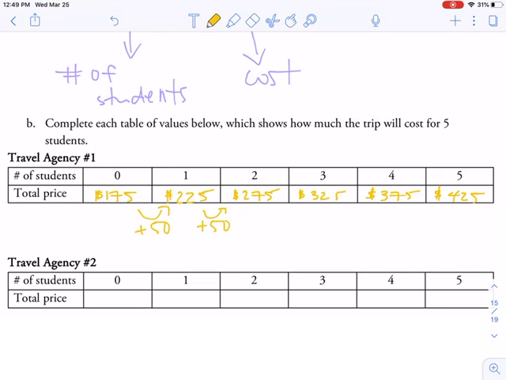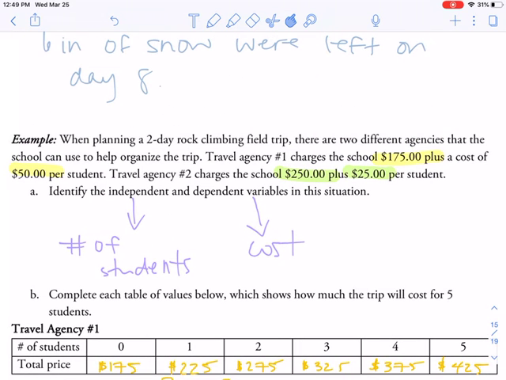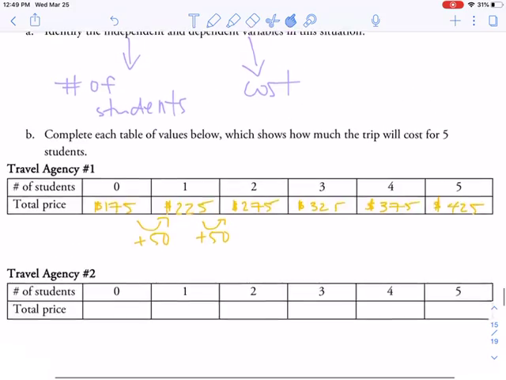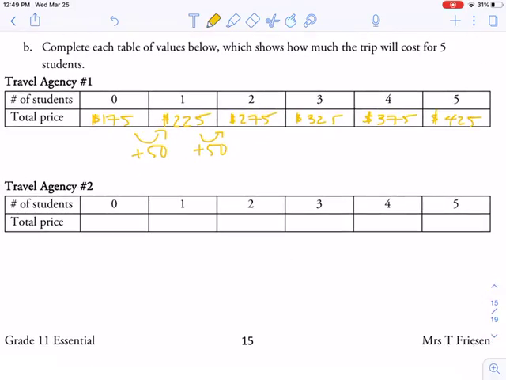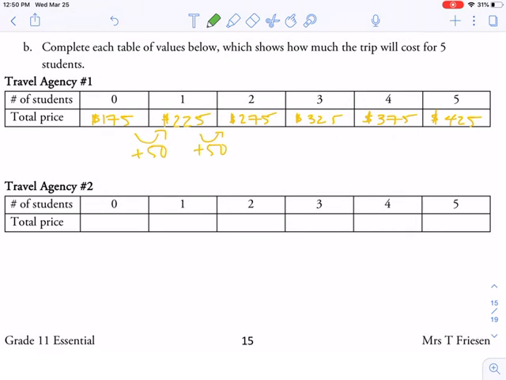All right, the next one, travel agency 2. Travel agency 2 charges the school $250 plus $25 per student. So when we have 0 students, let me change colors again to match the highlighters, the cost of the trip is still $250, just flat. Then when we add a student, we're going to add 25, so that's going to get us to $275.